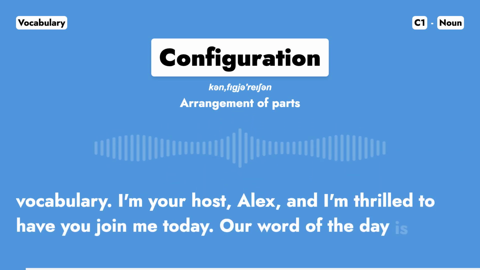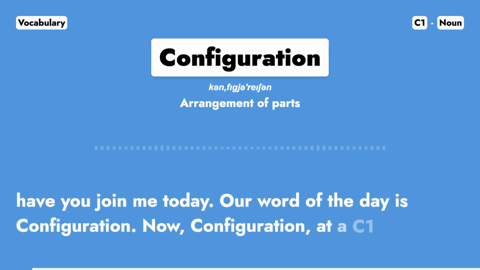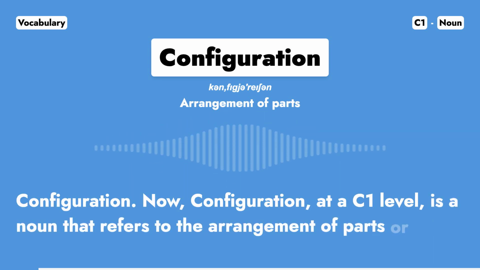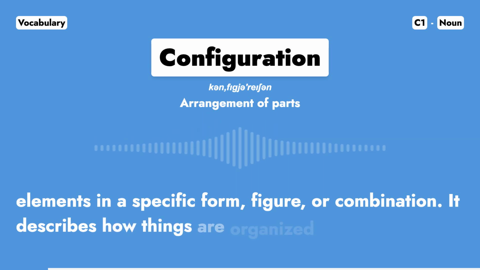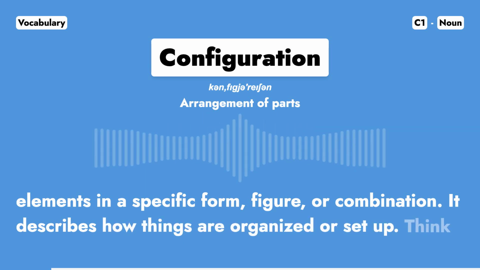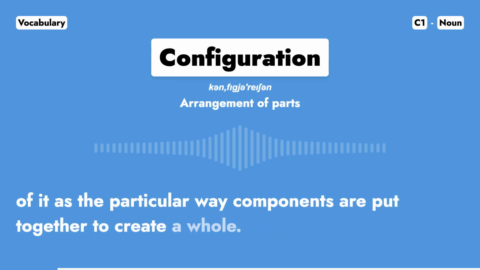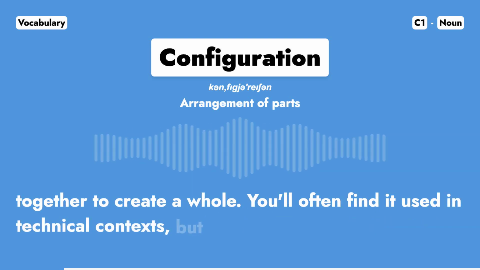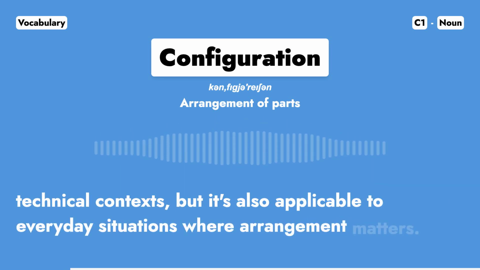Our word of the day is configuration. Now, configuration, at a C1 level, is a noun that refers to the arrangement of parts or elements in a specific form, figure, or combination. It describes how things are organized or set up. Think of it as the particular way components are put together to create a whole. You'll often find it used in technical contexts, but it's also applicable to everyday situations where arrangement matters.